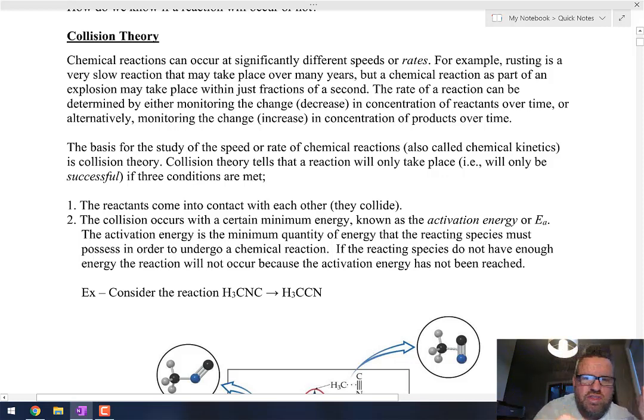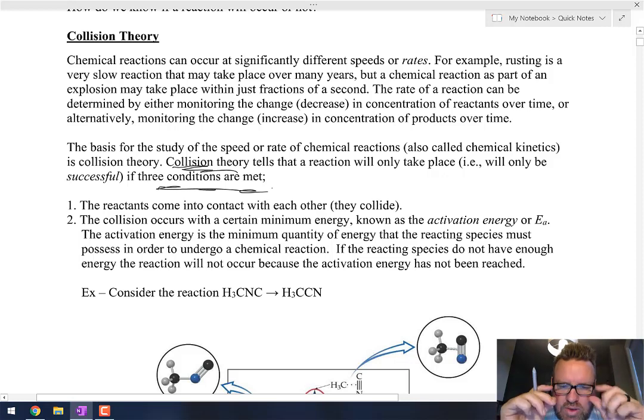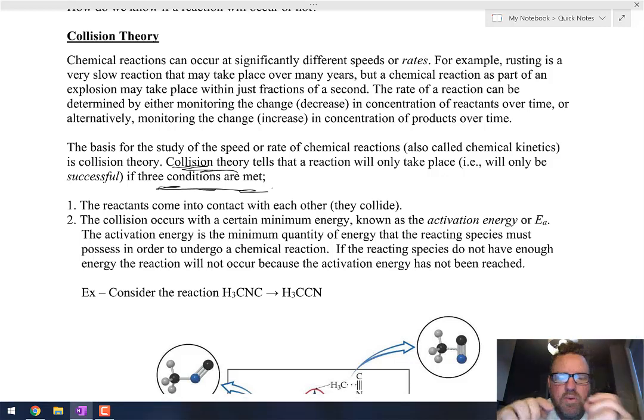Okay, so collision theory tells us that a reaction will only happen if three things happen. Now, the nice thing is there's a little bit of review from Unit 3 here. Okay, number one, in order for a reaction to happen, of course, the molecules have to hit each other. They have to collide. If they never collide with each other, they cannot react. So that's our first one. And that one's pretty obvious. Of course, for a reaction to happen, for atoms to switch places, for electrons to transfer from one thing to another, the molecules have to hit each other.